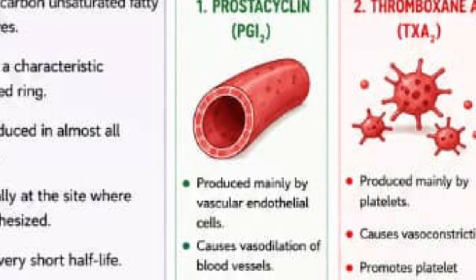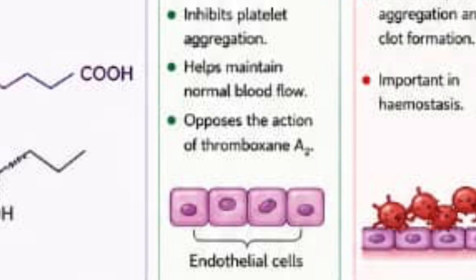PGI2 is produced mainly by vascular endothelial cells, so it is released inside the endothelium of the blood vessel. When it is produced there, it causes vasodilation of the blood vessel. They inhibit platelet aggregation, so they don't want platelets. They vasodilate the blood vessel, and they help to maintain blood flow.